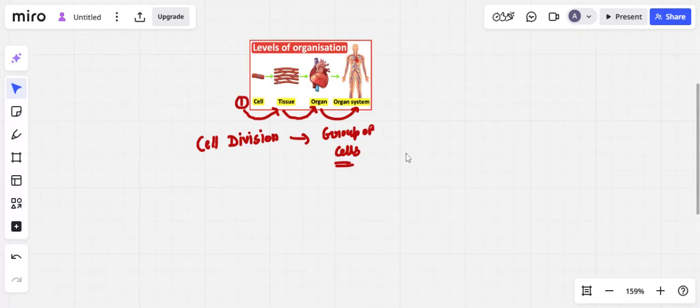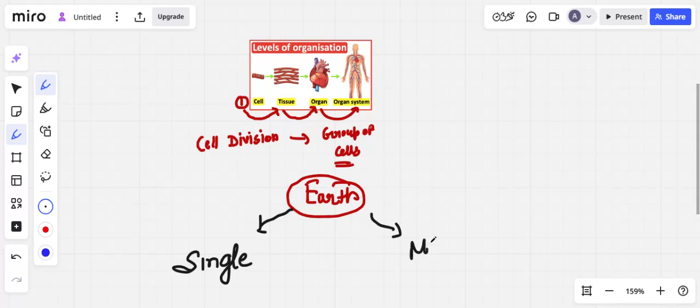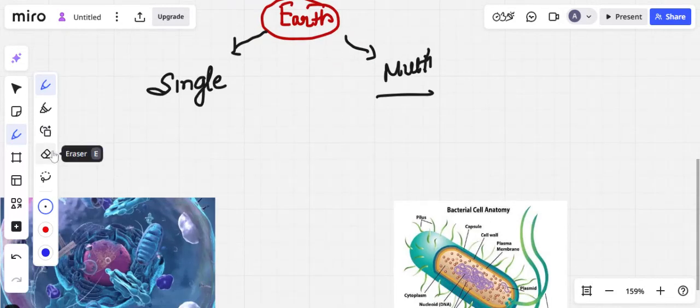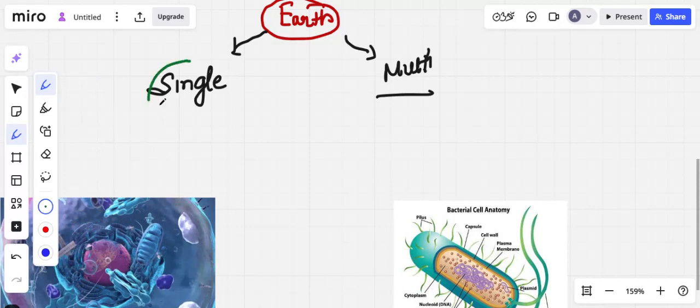As I have written over there, this is the journey of organization of your human body. Actually this is not as simple as it looks. This is a little bit of a complex part over here. Why? Because on earth we have two types of organisms. Some are made up of one single cell, and some organisms are made of multiple cells. Those that are made up of one single cell, we call them prokaryotic cells.